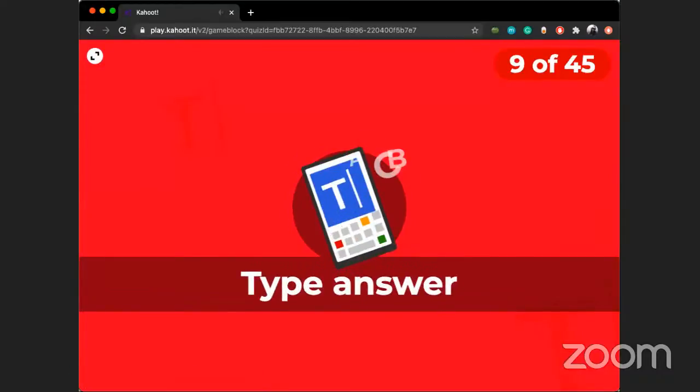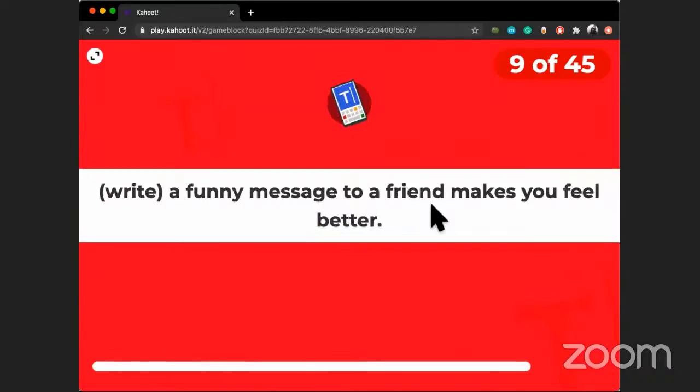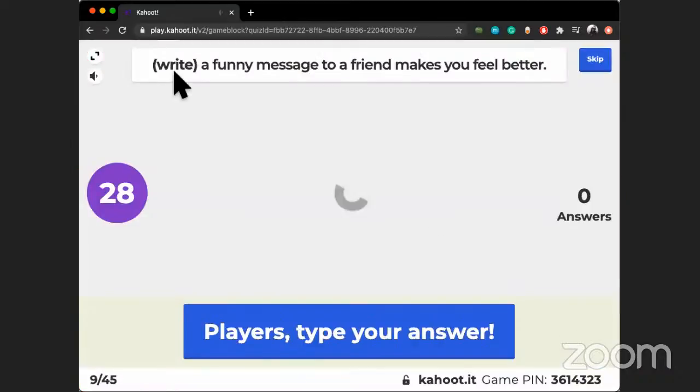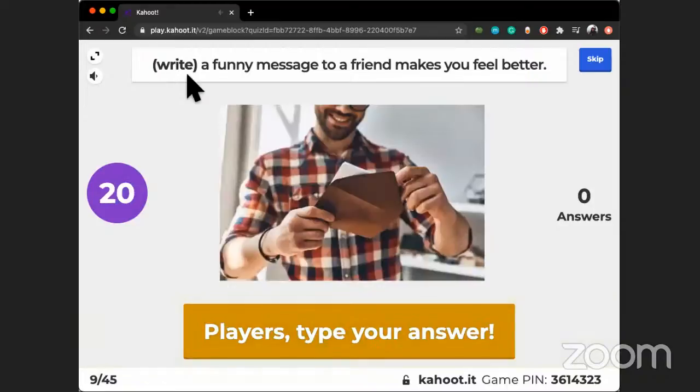You have to type. Okay, using this verb, what do you think? How do we start the sentence? Is it just write, to write, or writing? What do you think? A funny message to a friend makes you feel better.